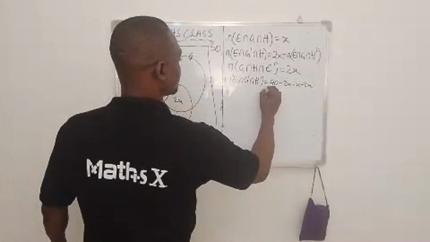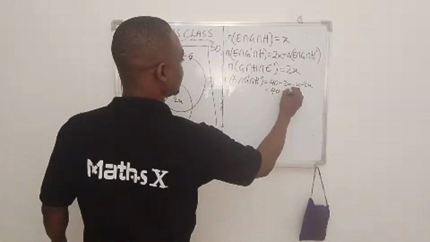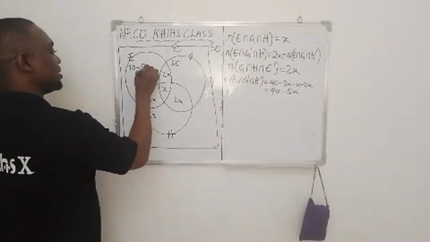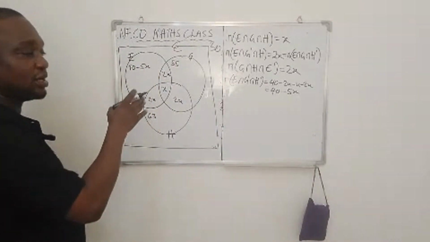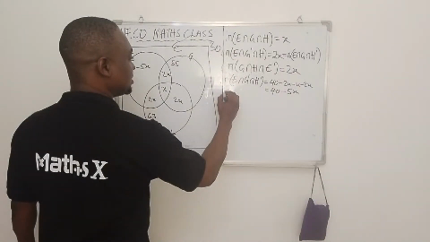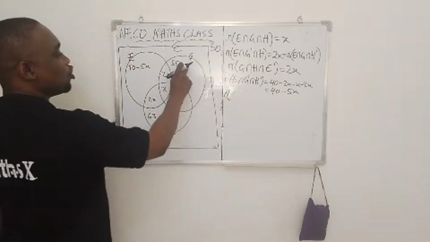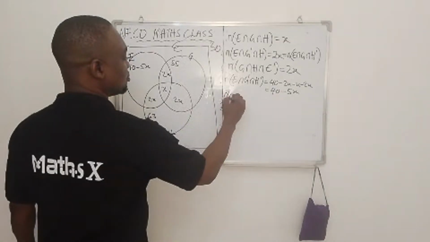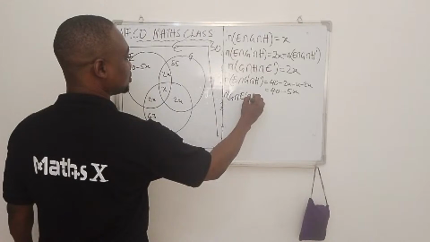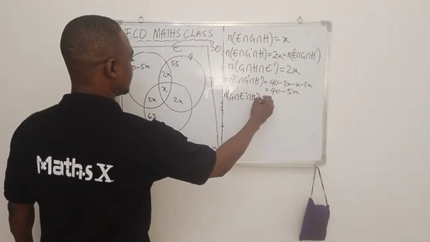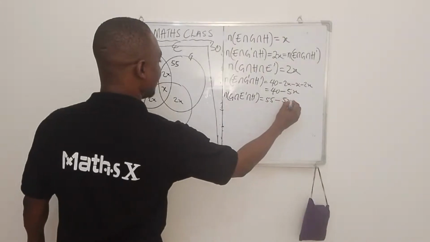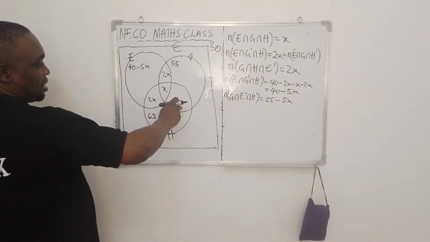That translates to 40 minus 5x. So that's what I have here: 40 minus 5x. I'm still pulling forth my Venn diagram. Then strictly the number that are doing only geography, that will be G intersection E complement intersection H complement. The same thing, that will be 55 minus 5x, because it's the same thing we're having here.